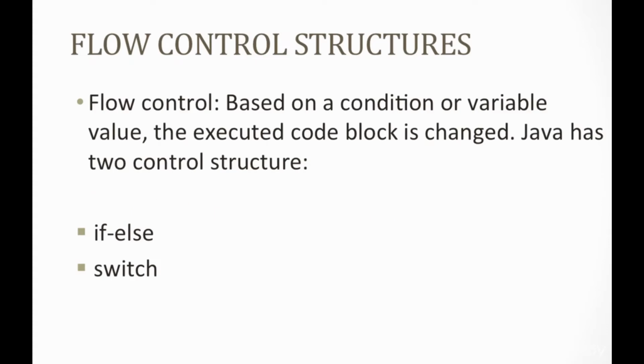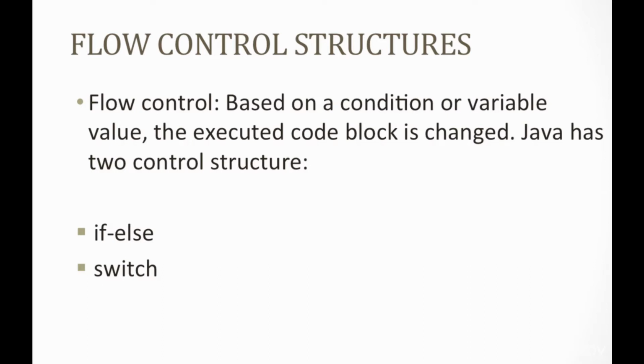Hi, in this chapter we will talk about flow control. Flow control means that based on a condition or variable value, the executed code block is changed. Java has two flow control structures, if-else and switch statements.